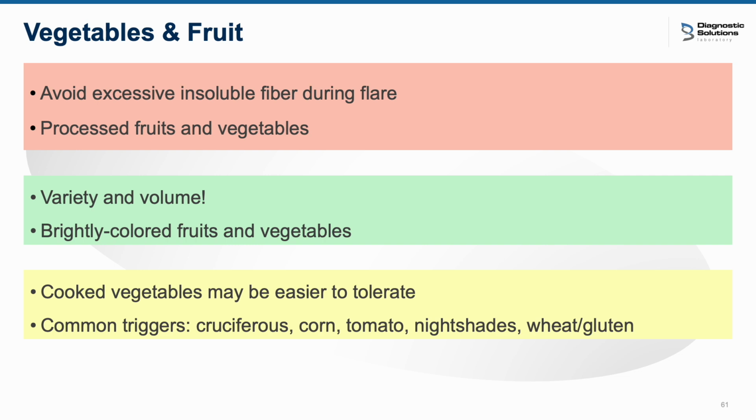Fruits and vegetables. So we want to avoid excessive insoluble fiber during a flare. We want to avoid processed fruits and veggies. When it comes to fruits and veggies, we want to have a lot of these in our diet. So variety and volume are key. We want to get lots of different types of fiber and lots of different polyphenols, which are the colored elements in fruits and vegetables. Cooked vegetables may be easier to tolerate for some, and then there are some common vegetable triggers. So I'll let you look through those.